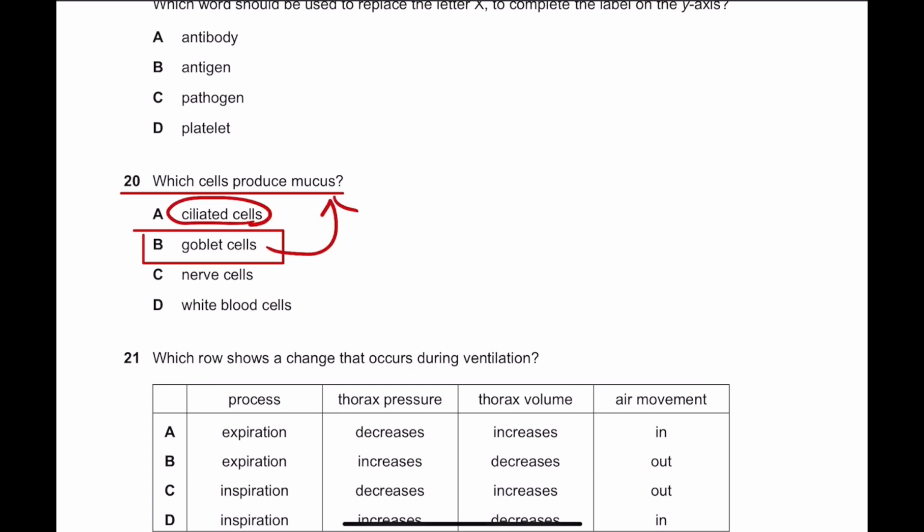And ciliated cells move this mucus out of our body, right? Nerve cells perform nerve functions. They don't produce mucus. White blood cells produce antibodies. They form our immune system. So, no. B is the right answer for this one.